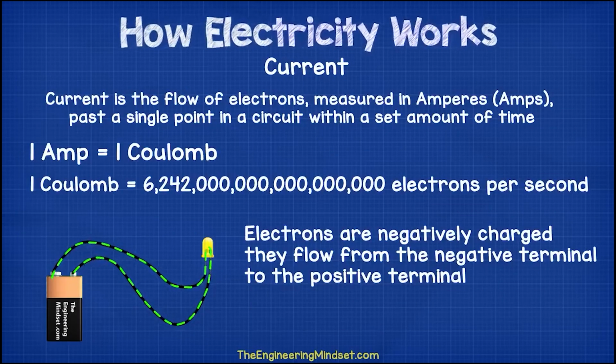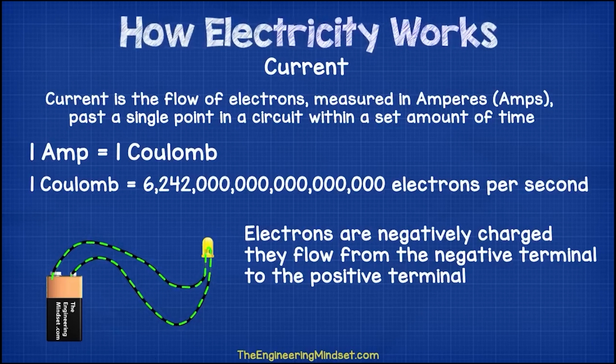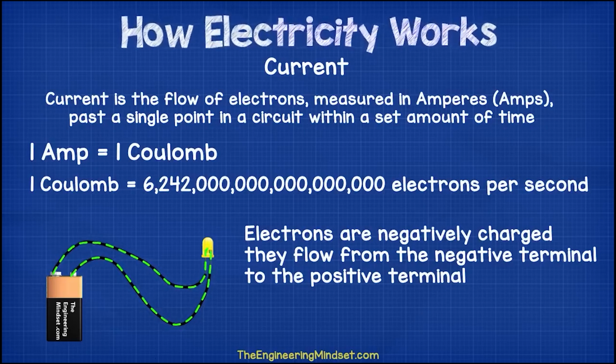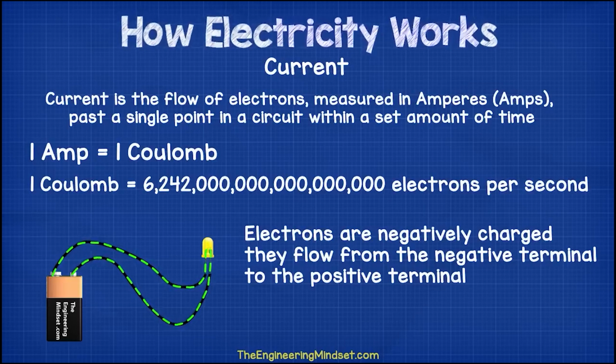Current is the flow of electrons. When a circuit is closed, it means electrons can flow, and when the circuit is open, no electrons will flow. We can measure the flow of electrons just like you can measure the flow of water through a pipe.